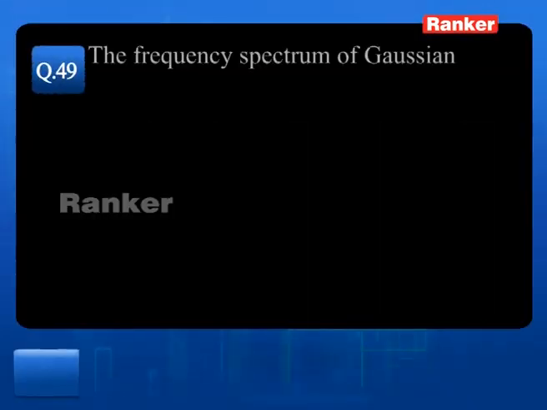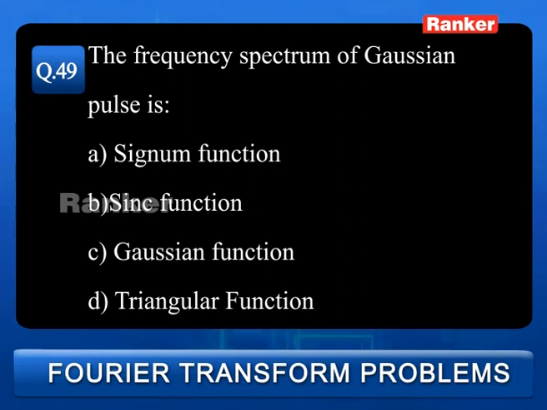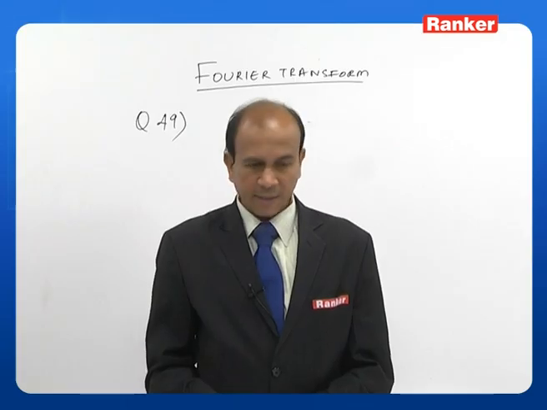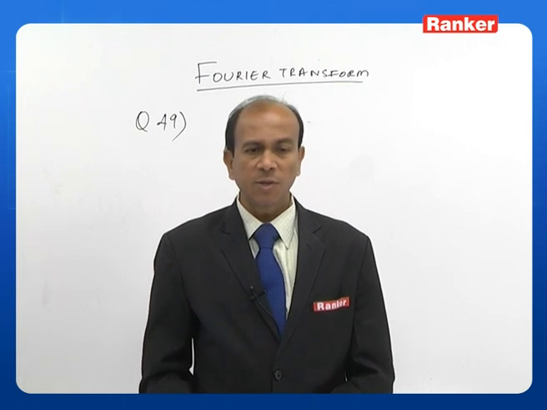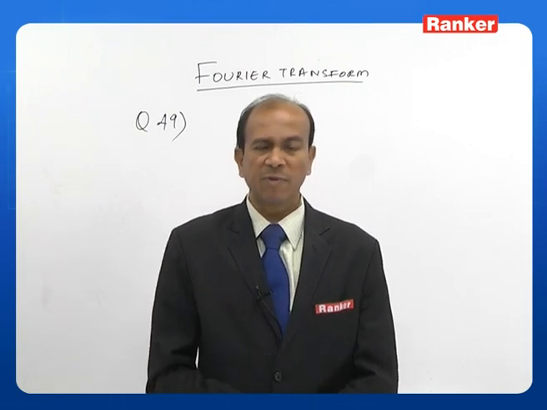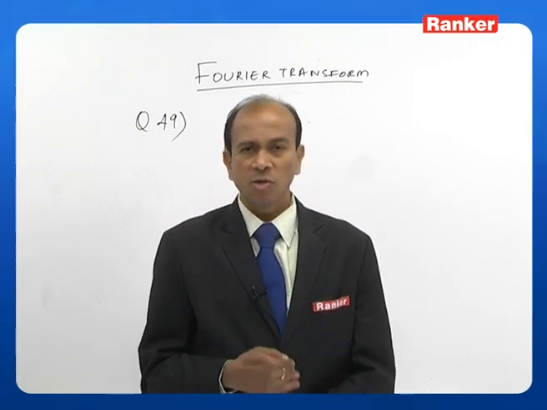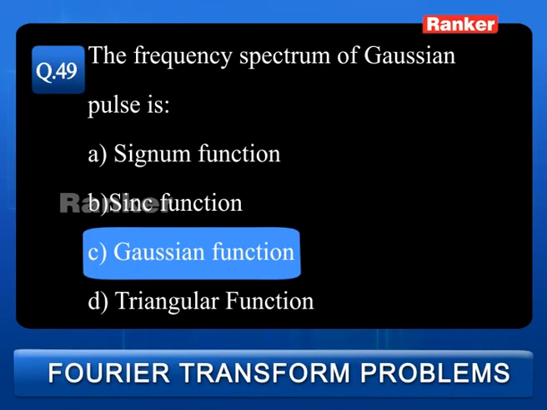49th question. The frequency spectrum of a Gaussian pulse is: A, a signum function; B, a sinc function; C, a Gaussian function; D, a triangular function. We said the answer is C. Already we have seen this. So the frequency spectrum of a Gaussian pulse is also a Gaussian function. So the answer is C.